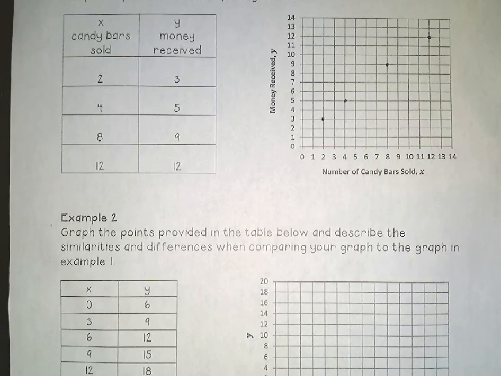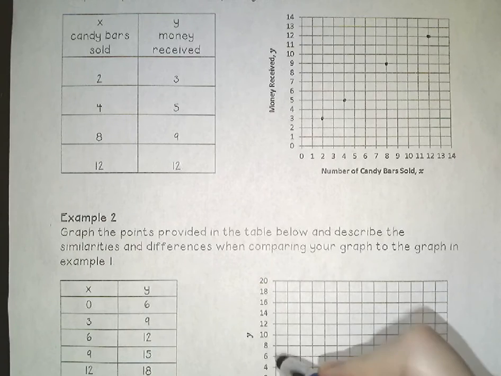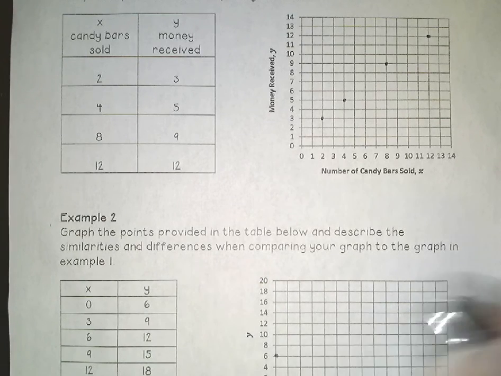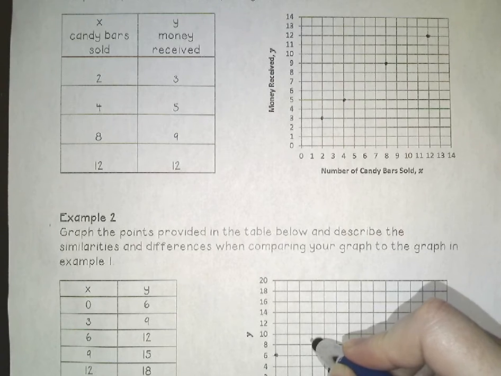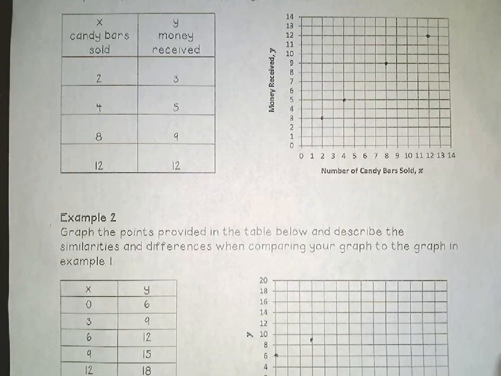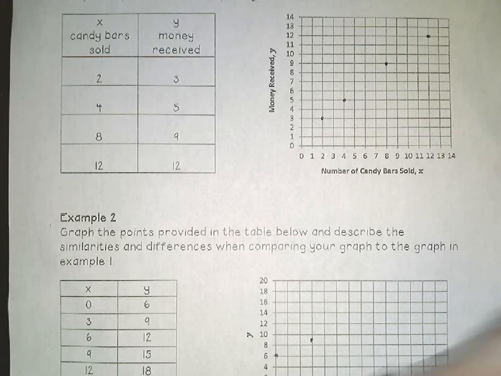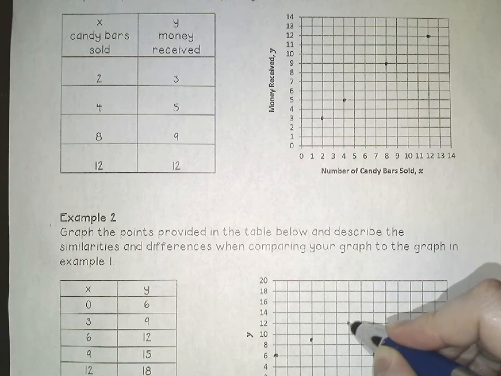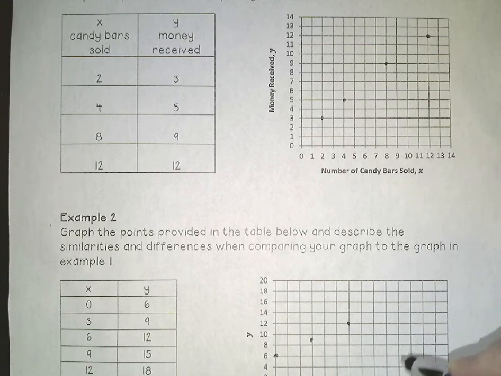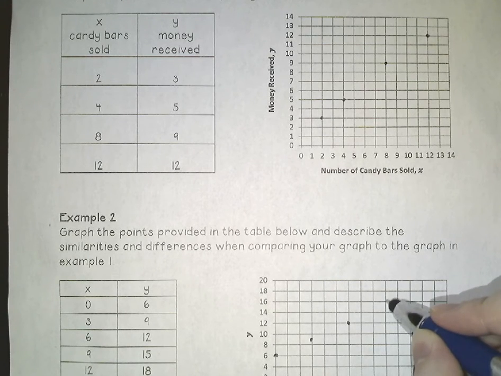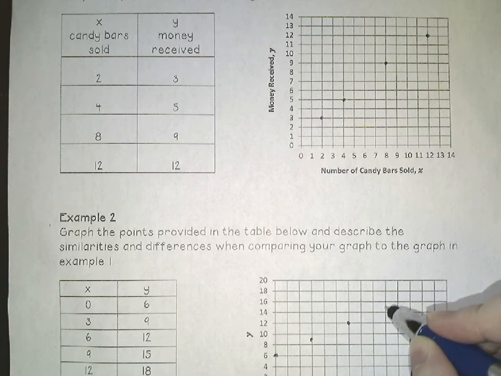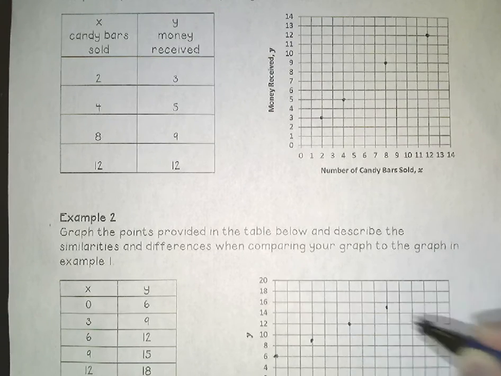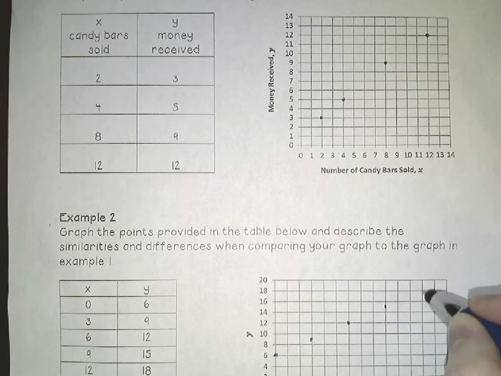Okay, so let's look at 0, 6, 3, 9. So we'll be right in the middle. We'll have 6 and 12, 6 and 12 right here. We have 9 and 15 here in the middle, and 12, 18, 12, 18. Okay.